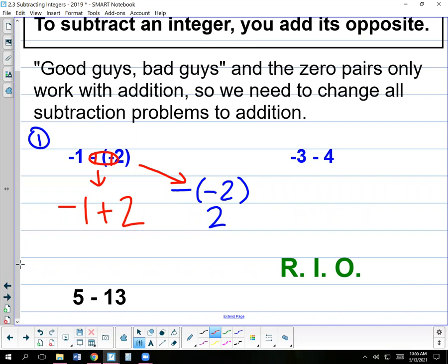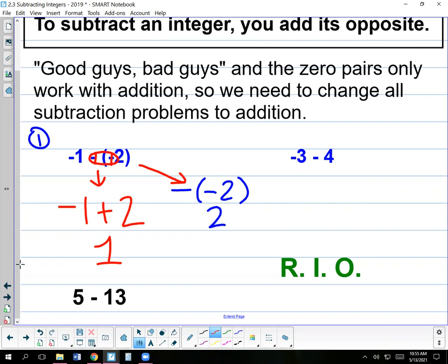Okay, so questions there? Yeah. Wouldn't it be -1 plus +2? Correct. Still the same thing. -1 plus a +2 is still -1 plus 2. And therefore the answer is 1. Okay, that's just one example.